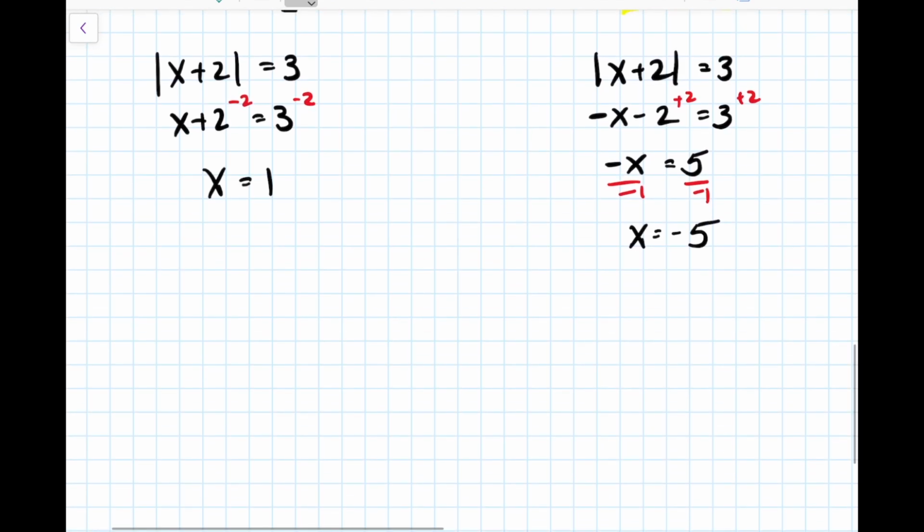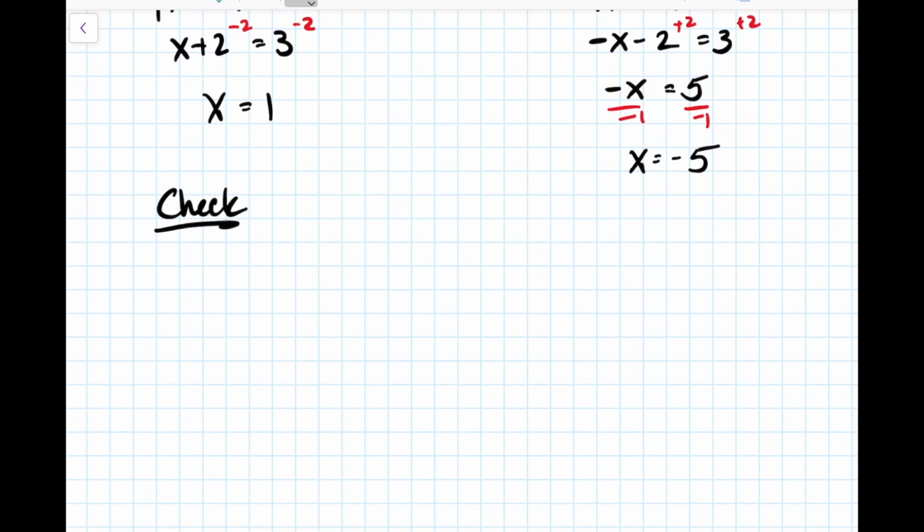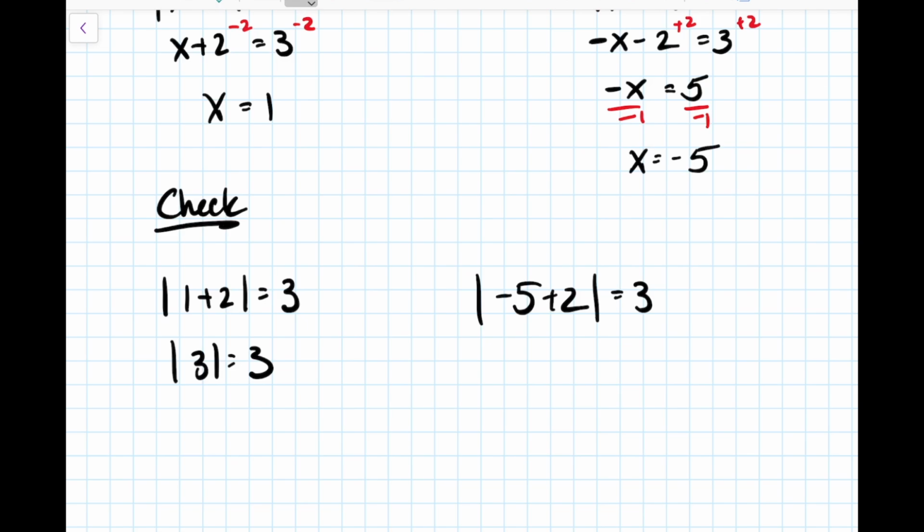We do a little bit of checking. So if we plug +1 in as an answer, we've got the absolute value of 1 plus 2 equals 3. And that would give us the absolute value of 3 equals 3, which it certainly does. If we check the other one, we've got -5 plus 2, which is the absolute value of -3. And that also definitely equals 3. So we're all good there.